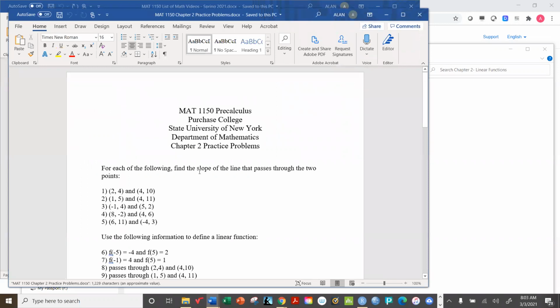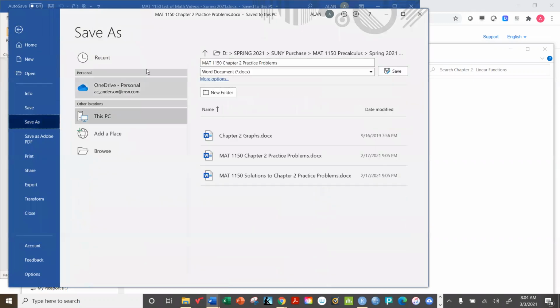All right, so this is pretty straightforward. These are all linear functions. Let's just get that rolling. Today's the 3rd.